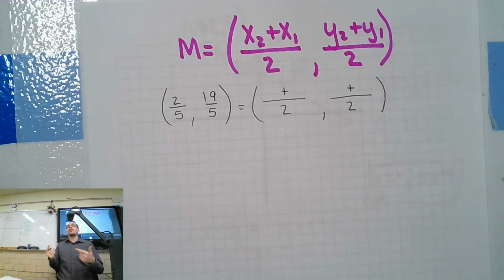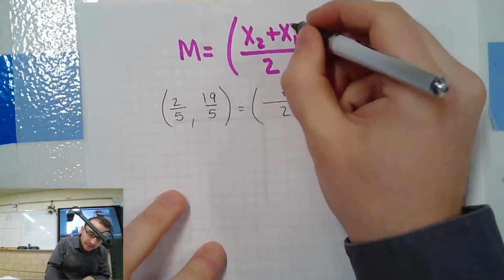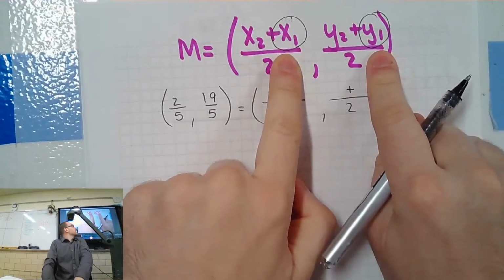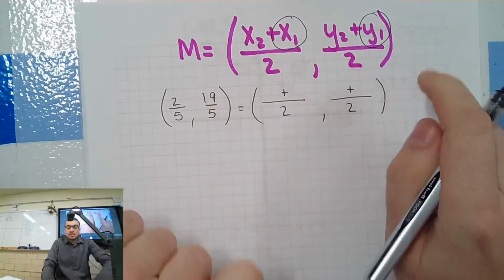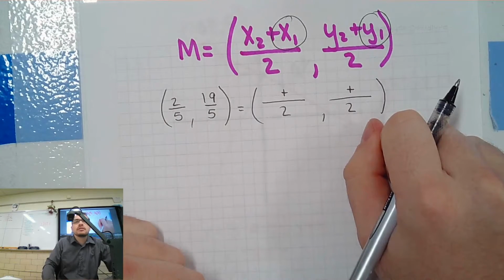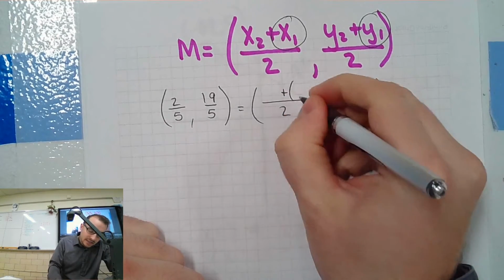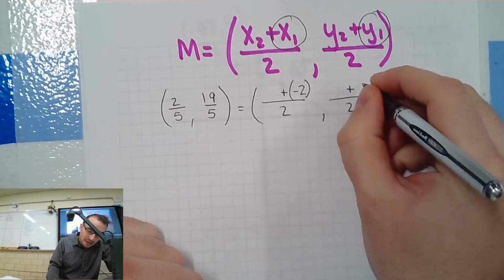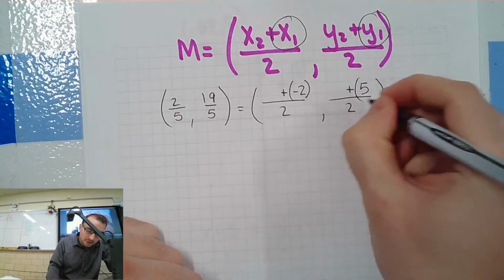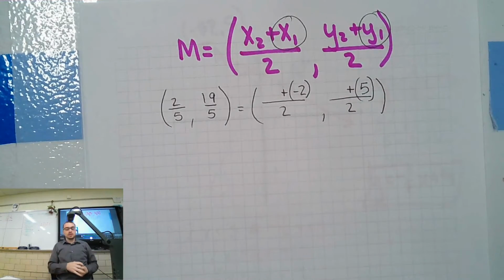Now, we know one of our coordinates, right? One of the endpoints. We know A. We're looking for A prime. A's coordinates are these guys, X, Y. So what was A's coordinates that they gave us? -2 for X, +5 for Y. Again, if you want to, I would encourage you, whenever you plug stuff in, wrap it in parentheses. I plugged in for X and Y, so I'm wrapping in parentheses.